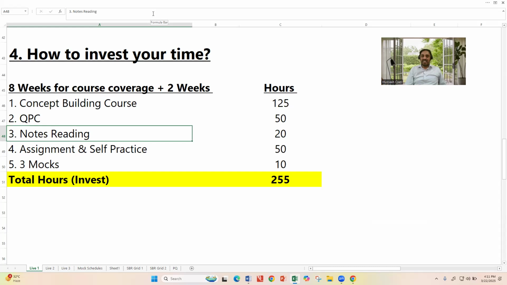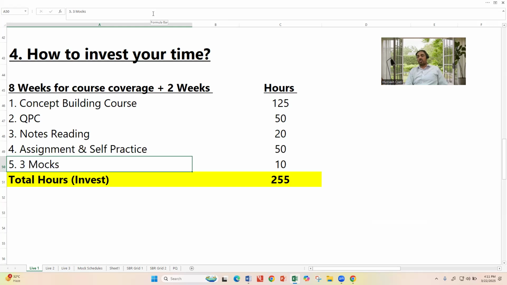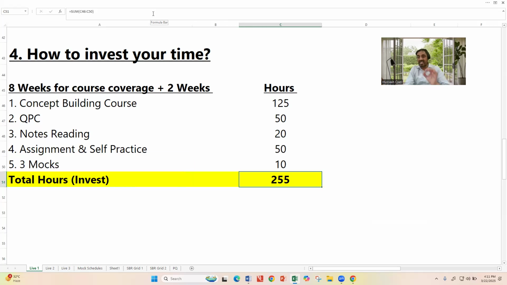Plus, if I add the notes reading time, you need to invest 20-25 hours for notes reading. Plus assignment and self-practice, you need to invest 50 hours. And for 3 mocks, you need to invest 10 hours. So the total hours you need to invest is 255 hours.